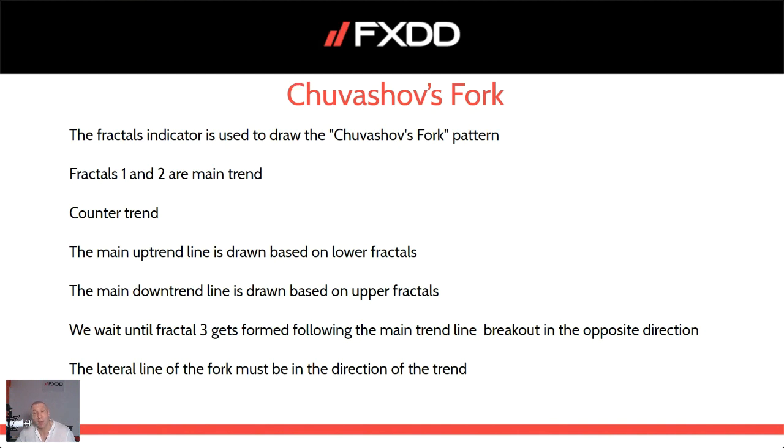It can be subjective, but when you have the indicator, it's very strict, it's very concise, and you don't have to guess points 1 and 2 because you trade with fractals. The main uptrend line is drawn based on lower fractals. The main downtrend line is drawn based on upper fractals. We wait until fractal 3 gets formed, following the main trend line breakout in the opposite direction. And the lateral line of the fork must be in the direction of the trend.